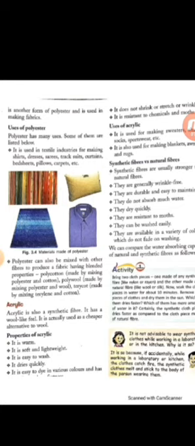Last is acrylic. Acrylic is an artificial wool. These are synthetic fibers made from polymers called polyacrylonitrile. Properties of acrylic. It is warm and lightweight. It is soft and flexible. It is resistant to moth and chemicals. Moth means insects. It gives a wool-like feel.